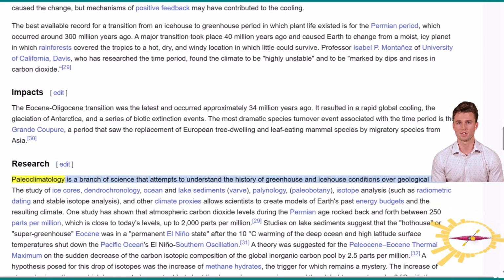Research. Paleoclimatology is a branch of science that attempts to understand the history of greenhouse and icehouse conditions over geological time. The study of ice cores, dendrochronology, ocean and lake sediments, varves, palynology, paleobotany, isotope analysis, such as radiometric dating and stable isotope analysis, and other climate proxies allows scientists to create models of Earth's past energy budgets and the resulting climate. One study has shown that atmospheric carbon dioxide levels during the Permian age rocked back and forth between 250 parts per million, which is close to today's levels, up to 2,000 parts per million.